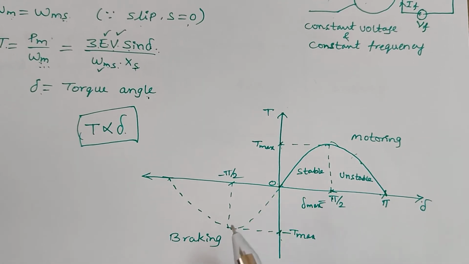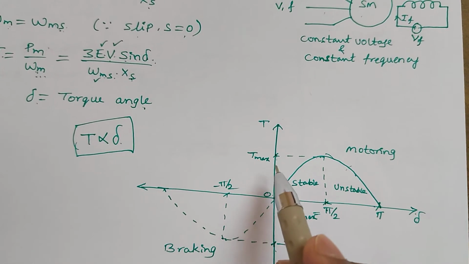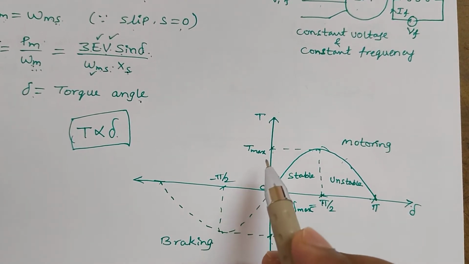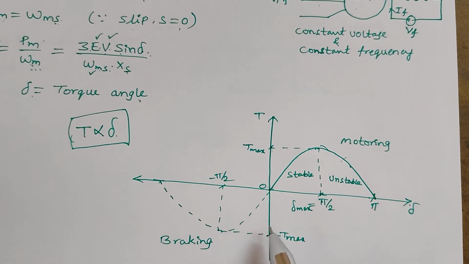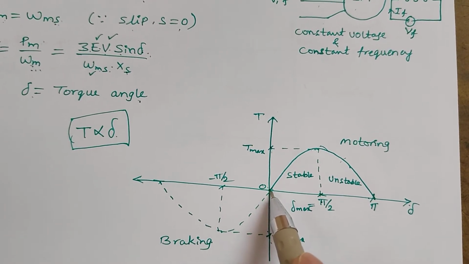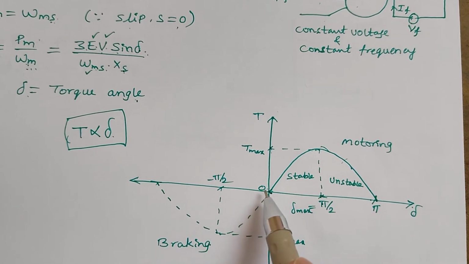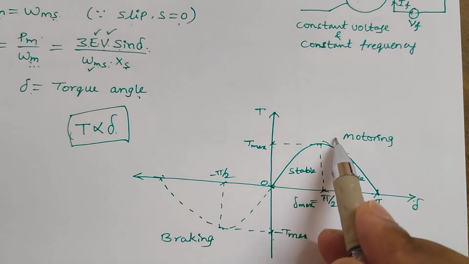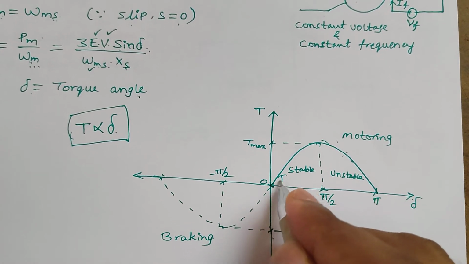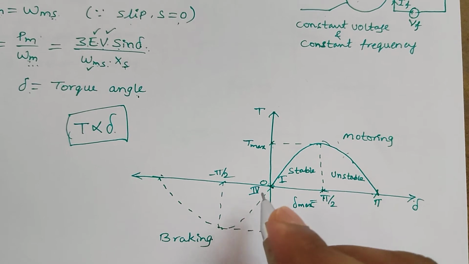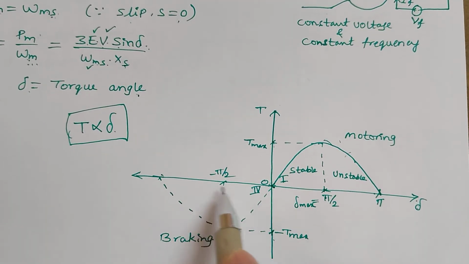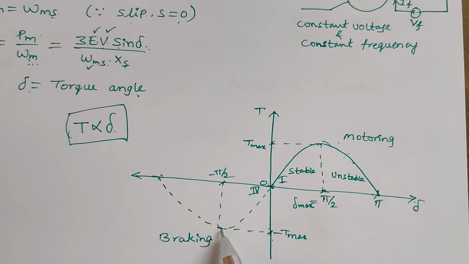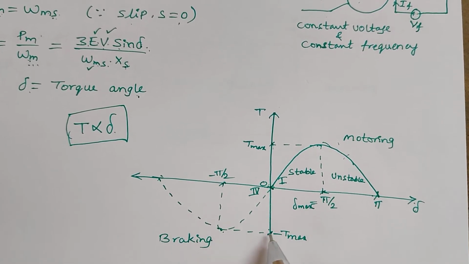To get the braking characteristics, we need to run the motor in the generating mode. Braking characteristics means we need to go for negative torque. To get the negative torque, we need to increase the torque angle in the reverse direction, that is from minus pi by 2 to minus pi. In a similar way to the first quadrant, we get the characteristics in the fourth quadrant also, because the torque goes in the negative direction, increasing till minus pi by 2. The corresponding torque is minus T max.